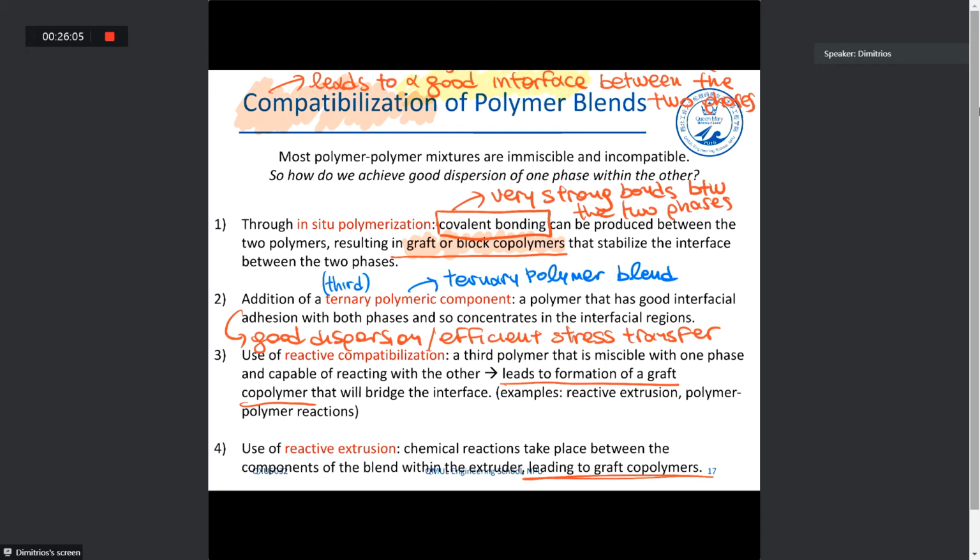We also use reactive compatibilization, which is a technique that can take place during mixing of the blends. Okay, so usually we use an extruder. We melt our polymers and we mix them within an extruder. So again, we add a ternary polymer, a third polymer, which is miscible with one phase and capable of reacting with the other. And again, we have a formation of a graft copolymer. And the reactive extrusion and reactive compatibilization are very similar, okay? These two are very similar.